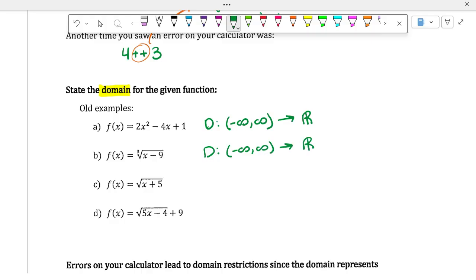Now, C and D, we actually got to do a little legwork. So if I didn't want to look at the graph for the square root of x plus 5, what did I tell you is the easiest way to find the domain? Look at your notes from yesterday. That was like the last thing we talked about. What did we do? How do you get the domain without actually using the graph?